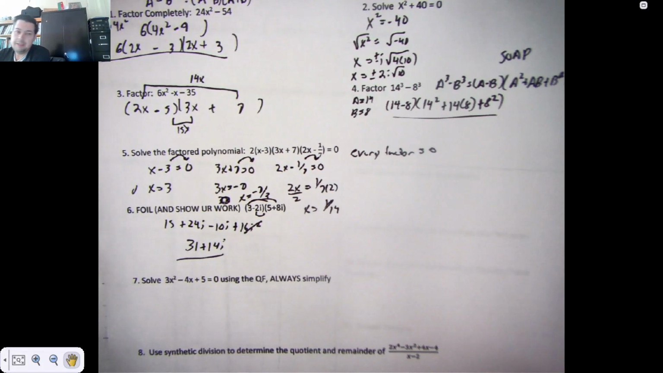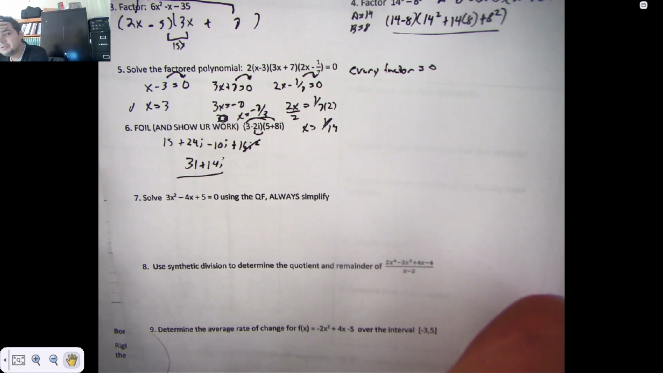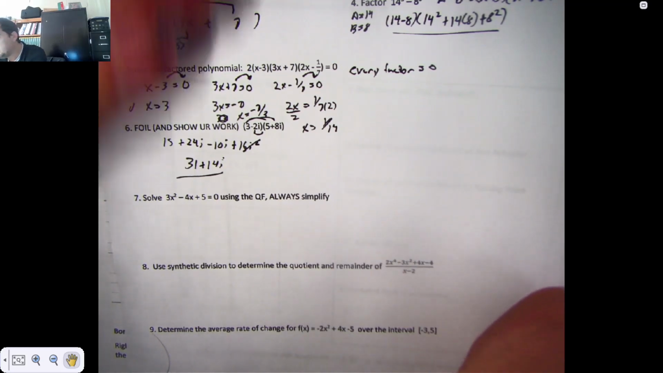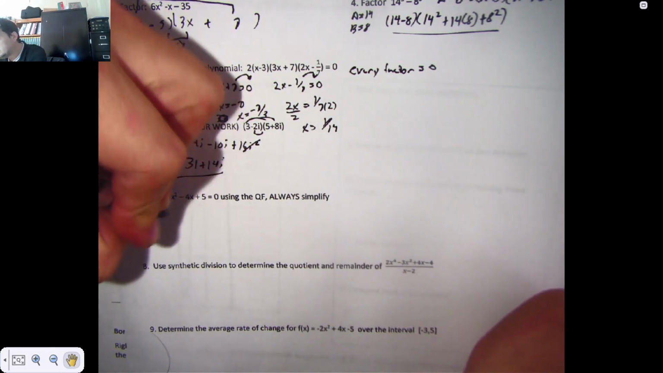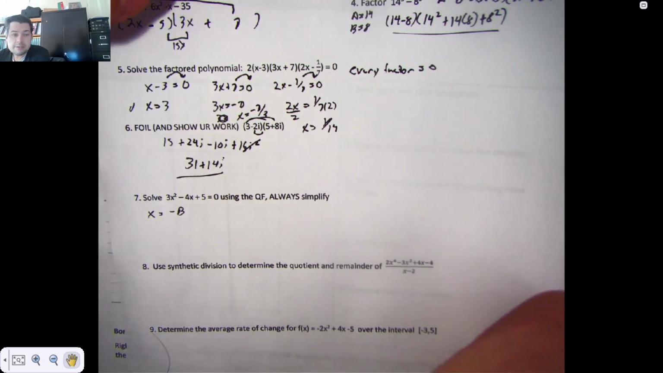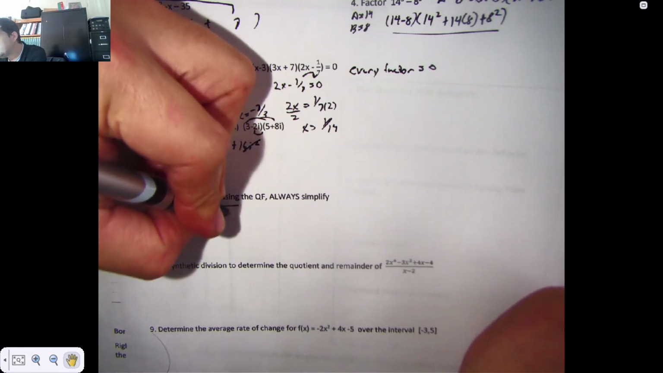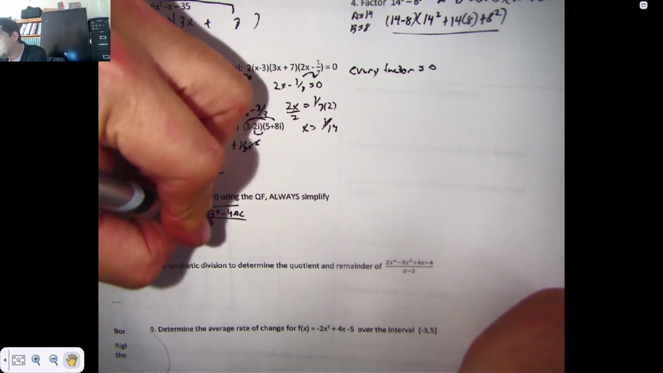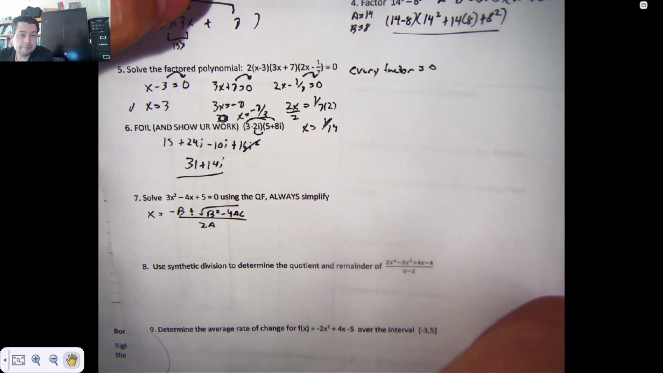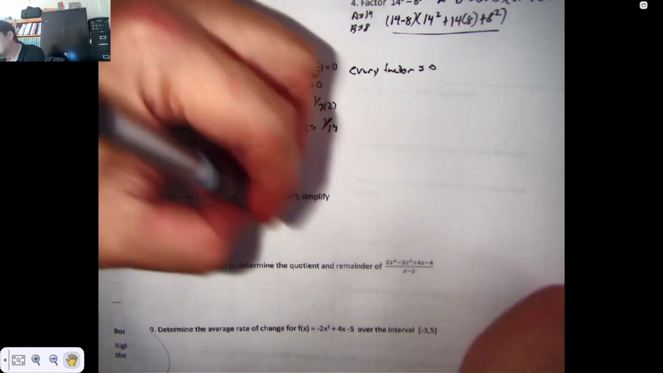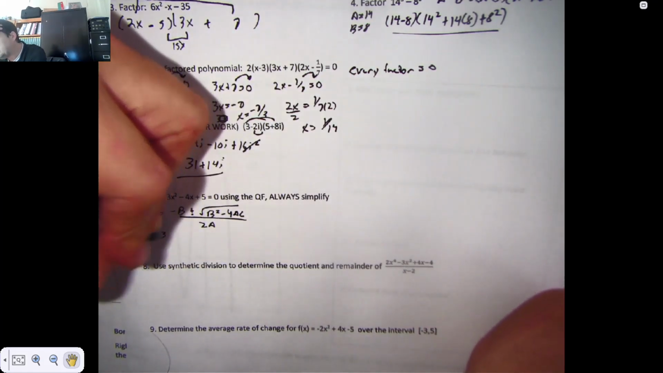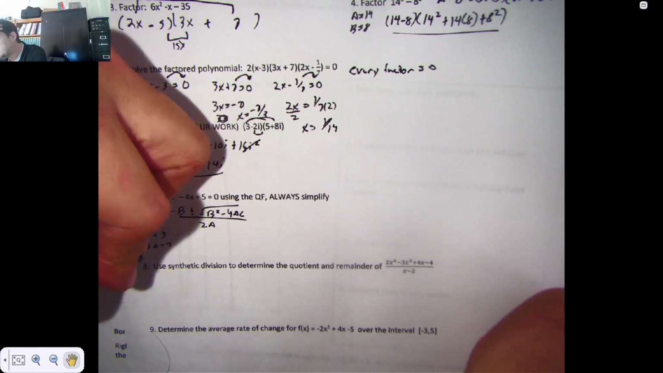Ta-da! Number 7, solve using the quadratic formula. Always simplify. So here's the quadratic formula. X equals negative b plus or minus square root b squared minus 4ac all over 2a. And then you just plug it in. That's all you do. By the way, a is 3, b is negative 4, and c is 5.